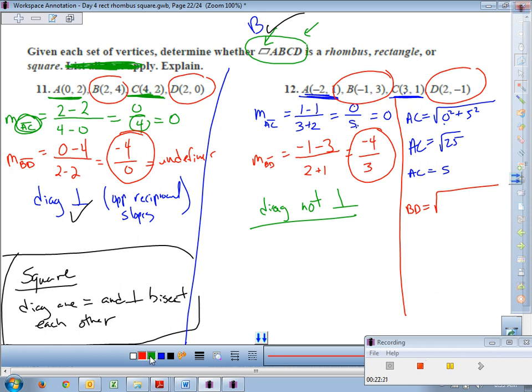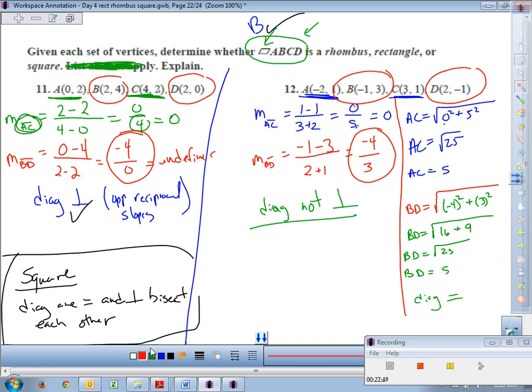Let's square them. Got to go in parentheses if that thing's negative, right? Because a -4 squared plus 3 squared. Distance from B to D will equal square root of 16 plus 9, which 16 plus 9 is 25. Yes! So the diagonals are equal.